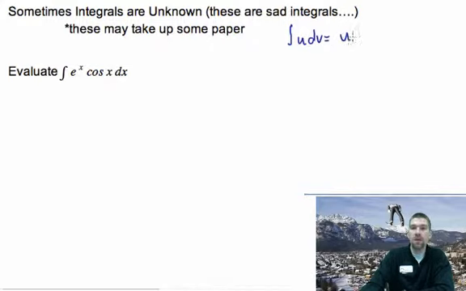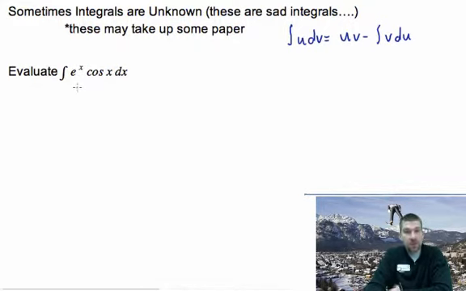This is going to be uv minus the integral of v du, okay? So while we're working on this part, remember that we wanted to pick u in very specific ways. Something where you took a derivative, it generally got easier, and something where you integrated, it generally didn't get much more difficult. So what to do here?